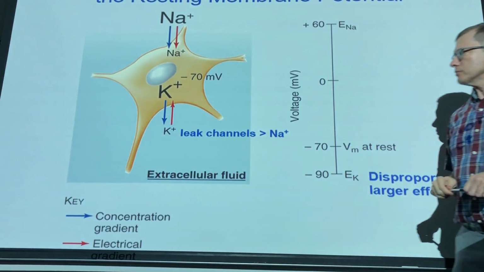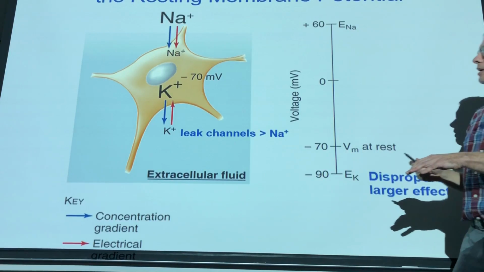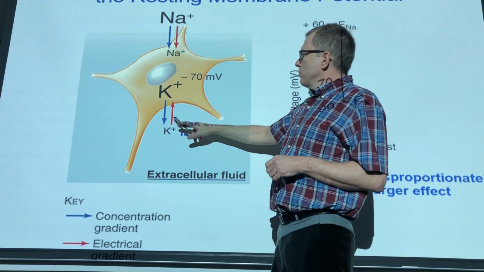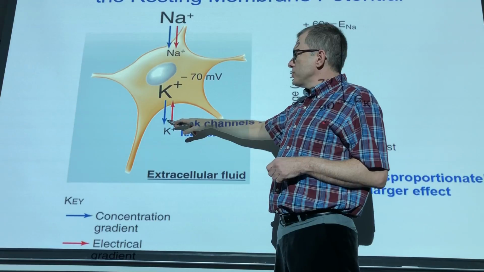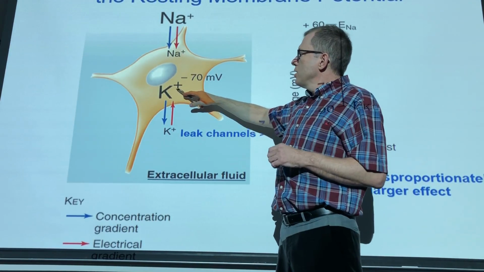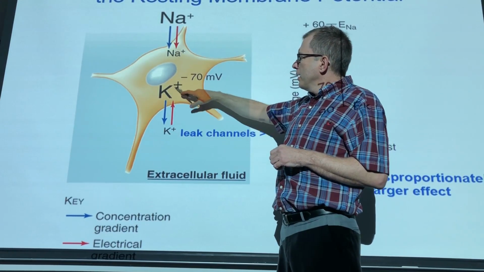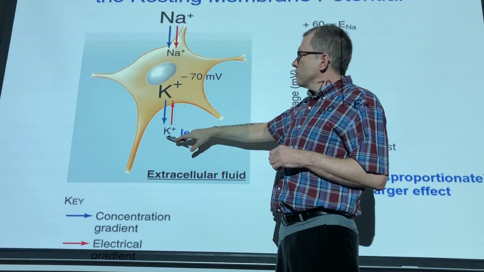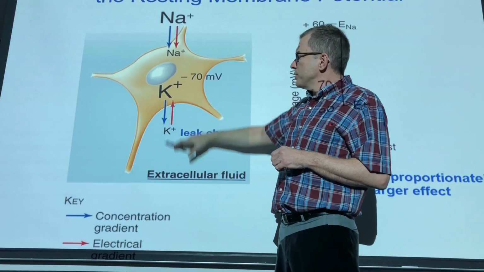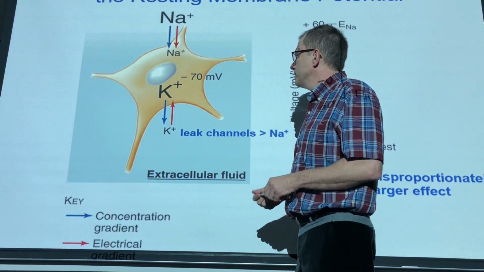Potassium is a little different. Again, the blue represents a concentration gradient, and we said most of our potassium is inside the cell. So they put a small k out here, and the potassium will tend to move outside the cell, and this is down its concentration gradient. Okay?